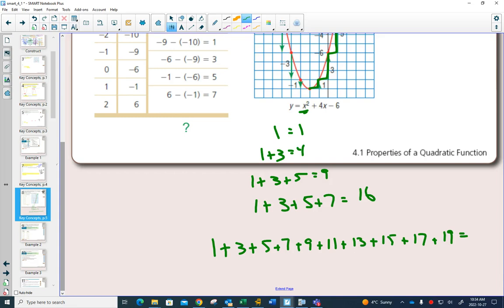First odd number is 1. Adding up two odd numbers is 4. Adding up three odd numbers is 9. Adding up four odd numbers is 16. Adding up 10 odd numbers, 100. Because this is 1 squared, this is 2 squared, this is 3 squared, this is 4 squared, this would be 10 squared.